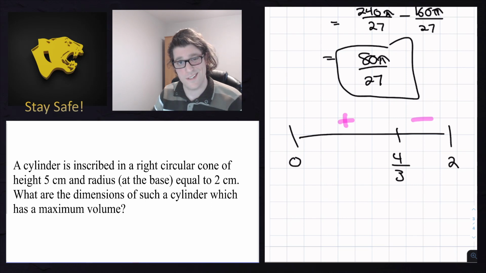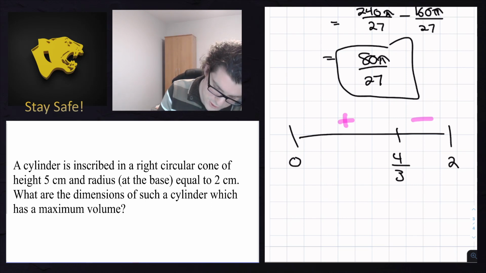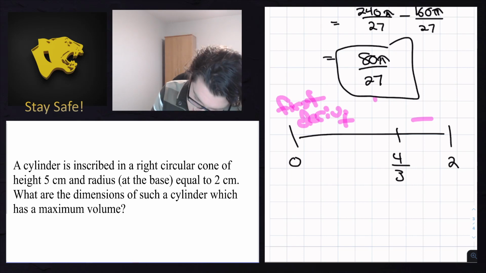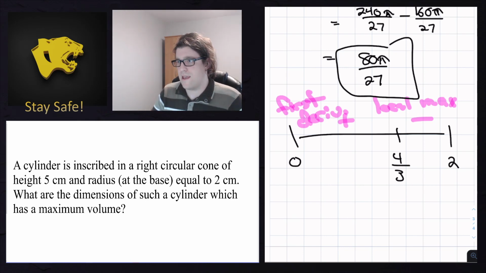So you get a positive on the interval to the left. This is for the first derivative test. First derivative, I'll just put that. So we go positive to negative, which means that this is a local max. So this is definitely good that we found that, and hopefully, if everything's gone well, 80 pi over 27 should be the correct answer for the maximum volume.